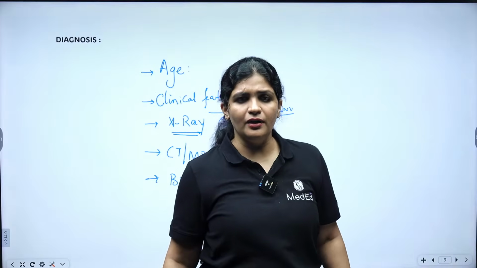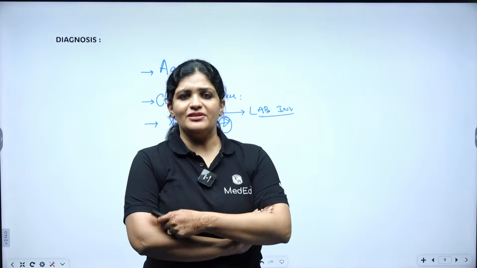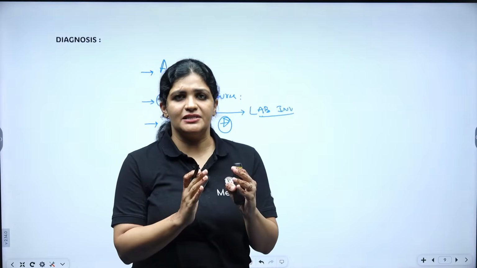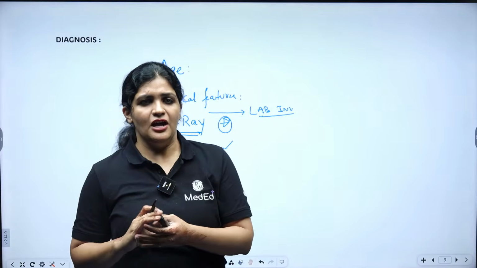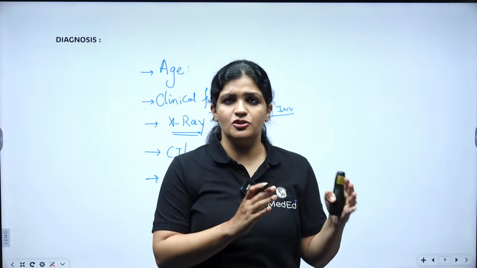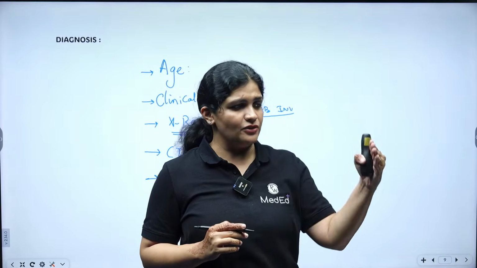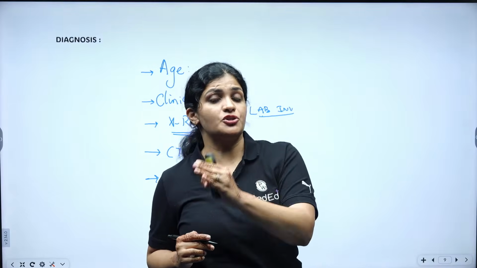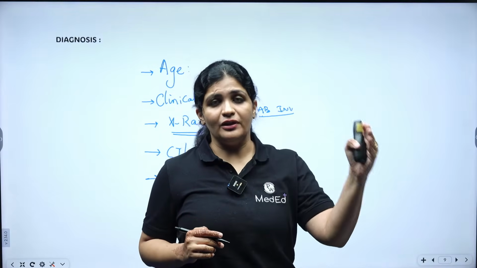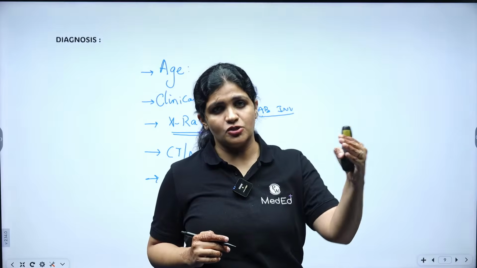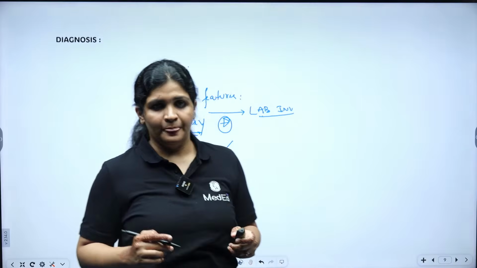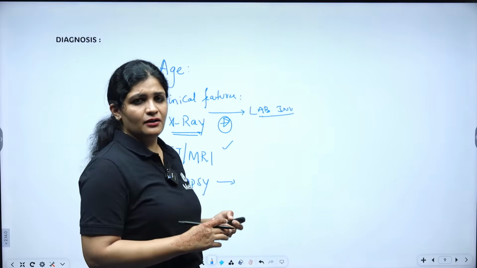What are the risk factors? Age. For what? For Ewing's. Ewing's we usually see in the first decade, and osteosarcoma in the second decade. Whenever we are talking about the age group of 10 to 20 years, it is usually osteosarcoma, the most common. When it is before 10 years, 9 years old, 11 years old, it is usually Ewing's sarcoma. What are the risk factors? Age.